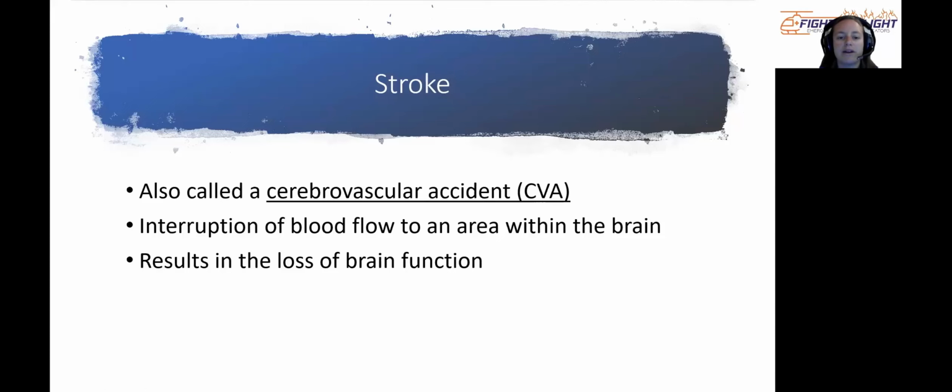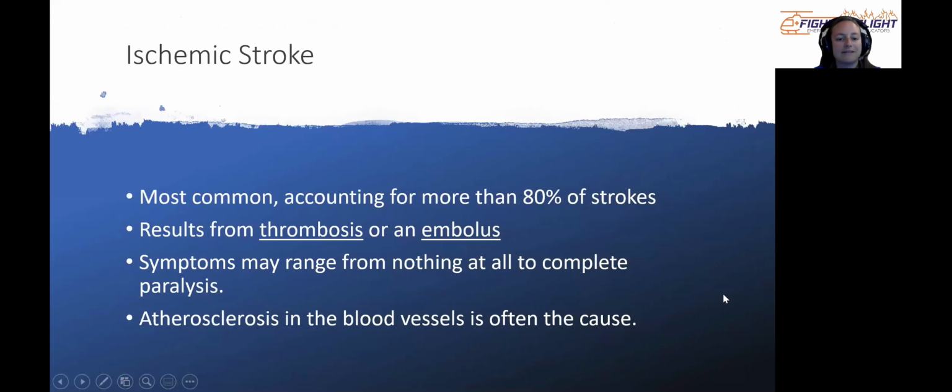A stroke, our medical term for it is a cerebrovascular accident, or a CVA. Cerebro meaning having to do with the brain, vascular meaning having to do with the blood vessels. So there's a problem with the blood vessels inside the brain that interrupts blood flow to some part of the brain and results in the loss of brain function. So the brain is not working as it's supposed to.